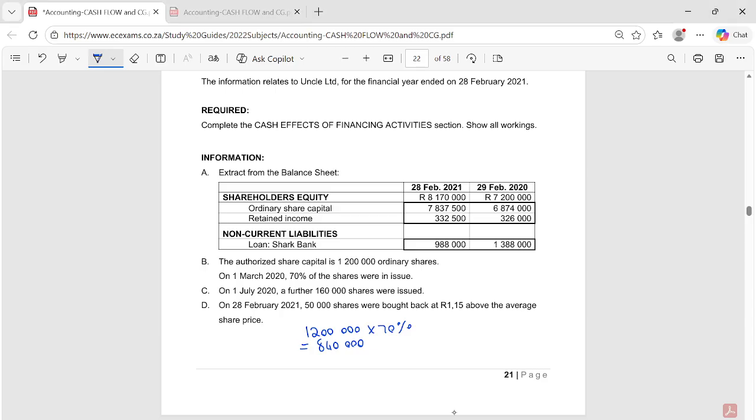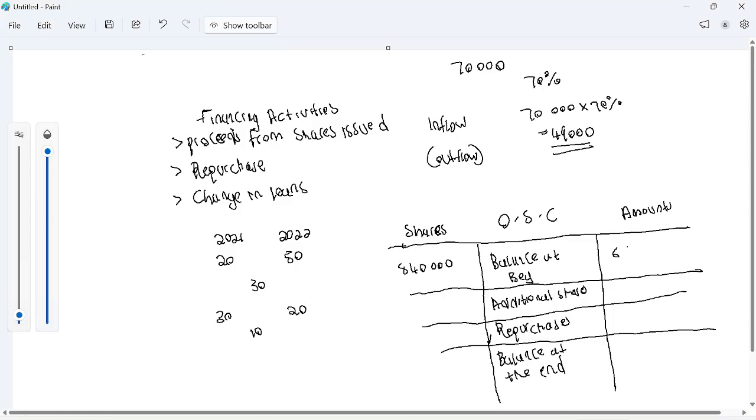And what about the amount? In this case, they didn't give me the price. If they had given me the price at which it was issued, I would multiply the shares by that price. But here they gave me the amount, so don't panic. 6,874,000 is the amount for these shares. If you want to look for the price, you can divide this amount by the number of shares, and you'll get the price at which these shares were issued.